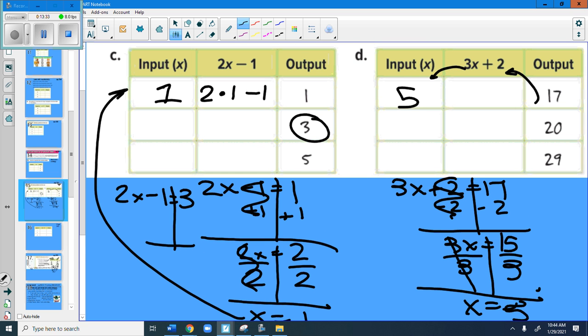This is 5. Now when you're checking your answer with that middle section, up here please. Thank you. You have to fill it in and check it in your head. So 3 times 5, which is your x value, is 15 plus 2 is 17. So you were correct. Does that make sense?